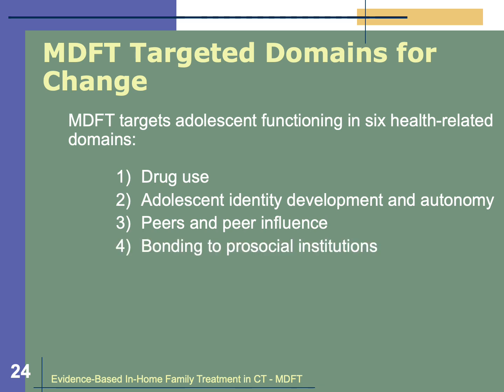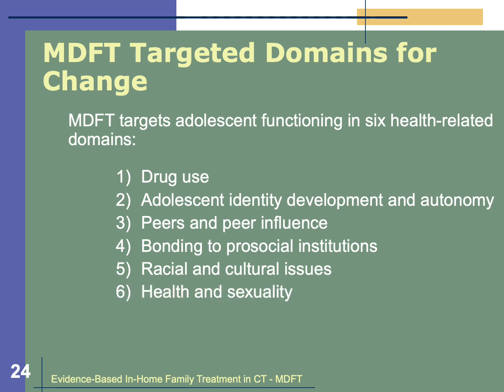But also, we want to increase people's connections to pro-social institutions. So institutions that are going to move adolescents away from drug use and delinquent behavior or acting out, and that help adolescents become connected to people who are not involved in drugs and delinquency. But also we're going to address racial and cultural issues and health and sexuality. So now, adolescent identity is influenced by peers, as I said, but also racial and cultural issues, health and sexuality.